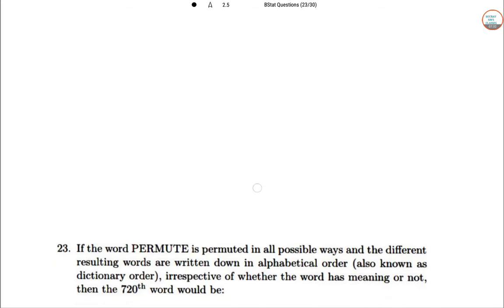Next is 23. It's about a permutational structure. So if the word itself, PERMUTE, is permuted in all possible ways, and the different resulting words are written down in alphabetical order, also known as the dictionary order, irrespective of whether the word has a meaning or not, then the 720th word. So putting the letters of PERMUTE in the dictionary order, the first one E, E, M, P, R, T, U.